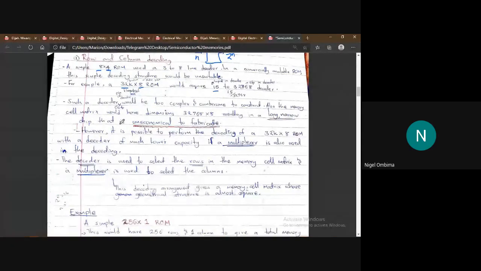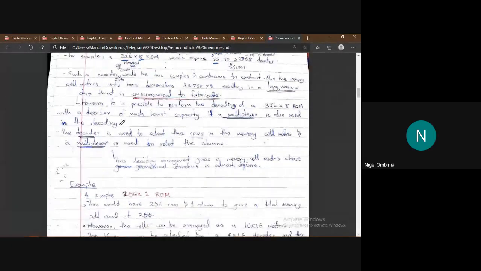So mostly what we do, we take the memory capacity of the entire ROM, then we take the square root such that it has a geometrical structure like a square or a normal rectangle. So that is how we construct it. This is just an explanation of it. We also use multiplexers in the decoding.